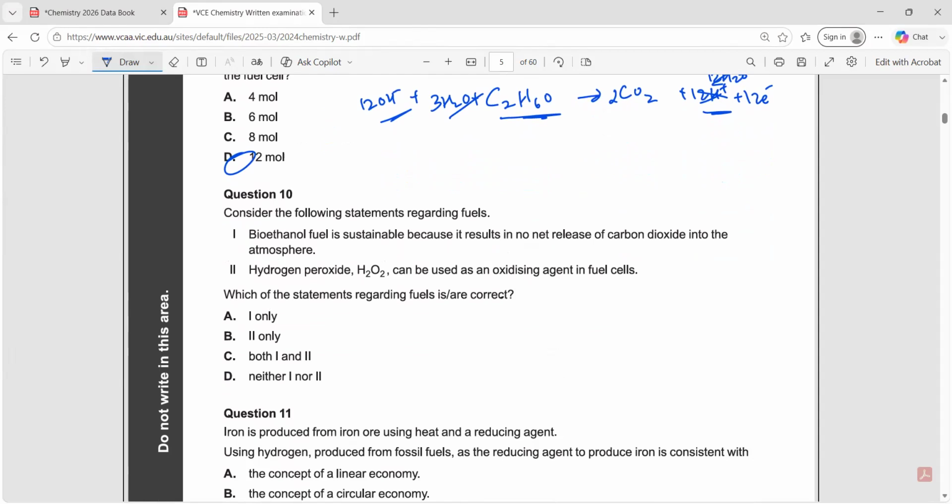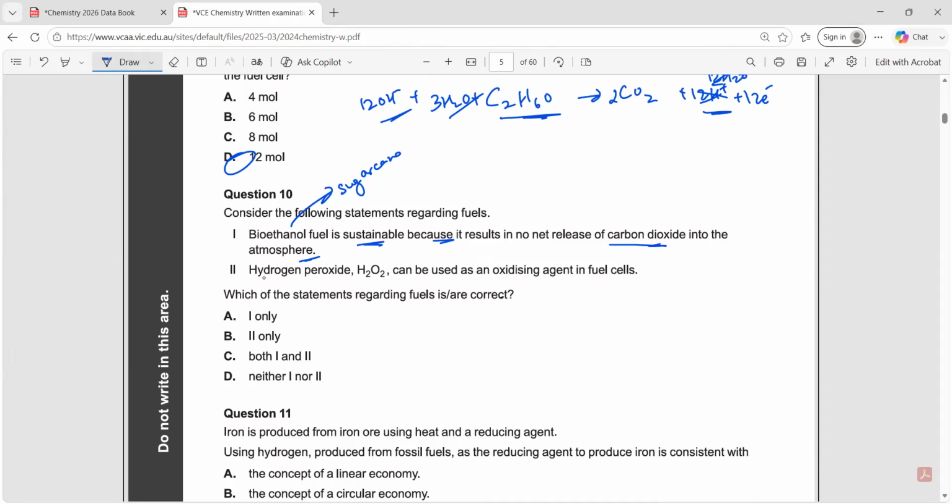Cool. Bioethanol fuel is sustainable because it results in no net release of carbon dioxide into the atmosphere. No, not necessarily. This is referring to how sugarcane absorbs carbon dioxide when growing through photosynthesis. And when bioethanol is burnt, it also produces CO2, but that's offset by the CO2 that's absorbed. However, the actual processing of the bioethanol fuel, breaking up the sugarcane in order to extract glucose, those are all energy intensive processes.